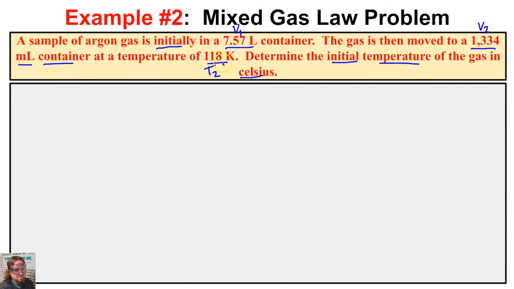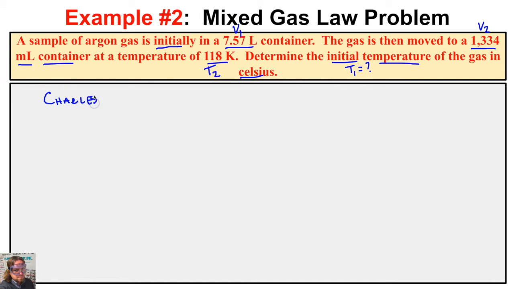118 K. And we need to determine the initial temperature. Initial means first. So what we need to figure out is the initial temperature of the gas, but we need to figure it out in Celsius. So if we take a look at our word problem here, we have a bunch of V's and T's, right? And so what formula uses V's and T's? Well, that's going to be Charles' law, right?